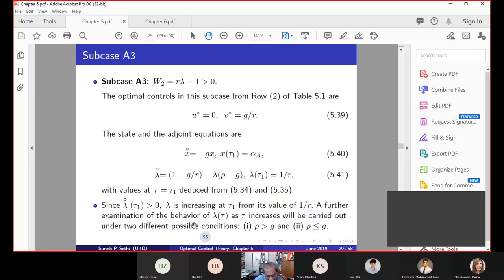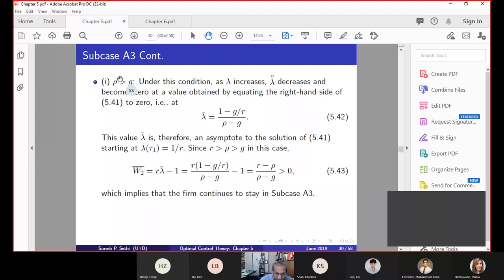And it will show that the way the behavior happens depends on whether rho is bigger than g or whether rho is less than or equal to g. Because remember the term here, rho minus g? That rho minus g in case 1 is positive and in case 2 is negative. And how this lambda changes depends on the difference between these two. Because this is always positive, but this quantity can become negative or positive. Because it's minus, but if this becomes negative, this becomes plus. So this quantity can change sign. So the way lambda will change beyond tau 1 in reverse time, tau, depends on these two cases. So we'll take these two cases one by one.